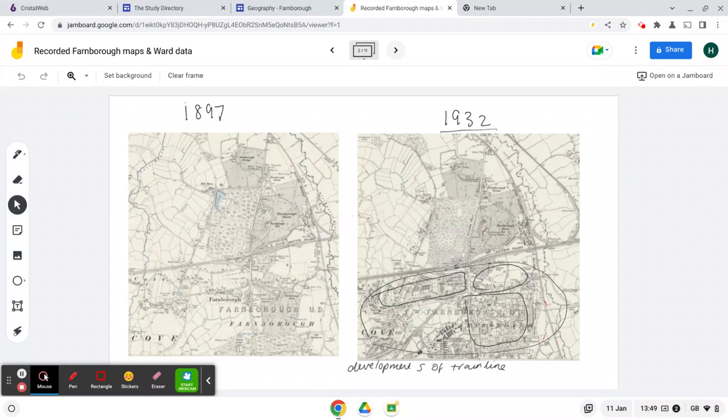You can also see Pinehurst Barracks down here. So that could suggest that we have the military influence now in Farnborough. So you could link that to perhaps showing some change in character. So it's going from a rural to an urban area. We still have predominantly woodland here, north of the train line, with our settlement around Farnborough Street, which hasn't actually changed too much.